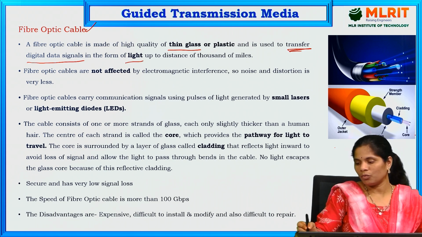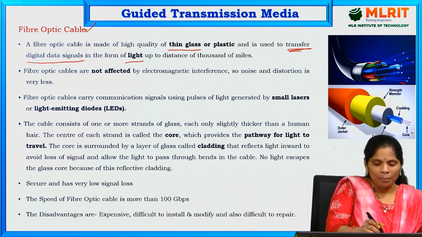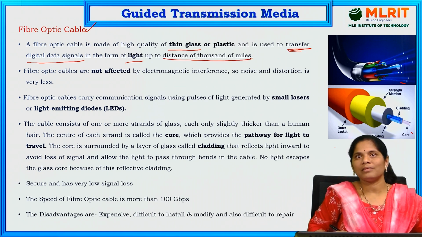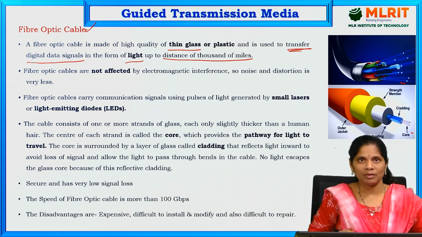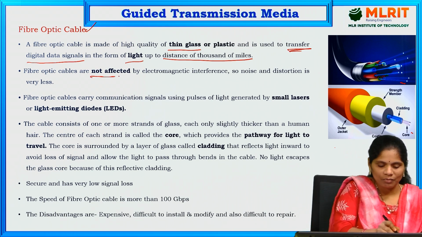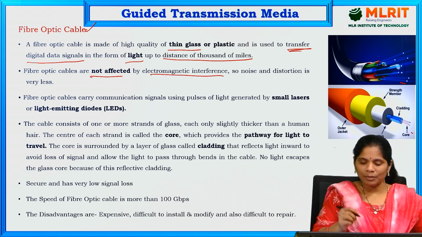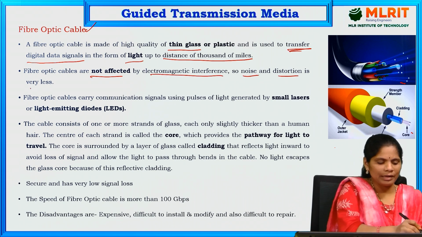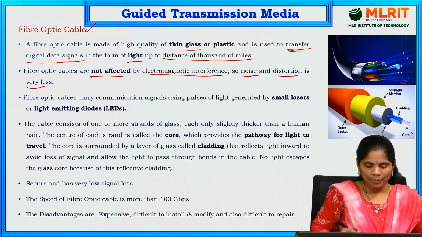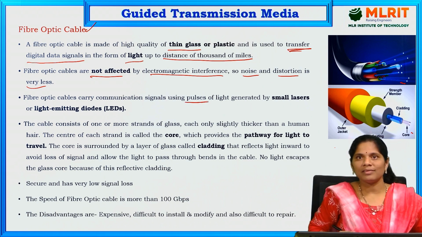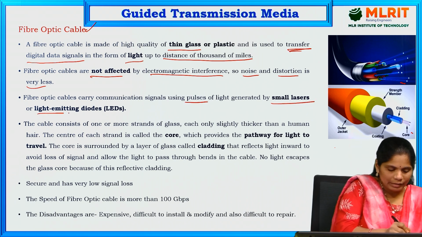So here you have seen these are the lights, in the form of lights, up to a distance of thousands of miles. For covering those distances, we are going to use fiber optic cables. These cables are not affected by electromagnetic interference. At the same time, noise and distortion are also very low in fiber optic cables. These cables carry signals mainly using pulses of light generated by small lasers or LEDs.